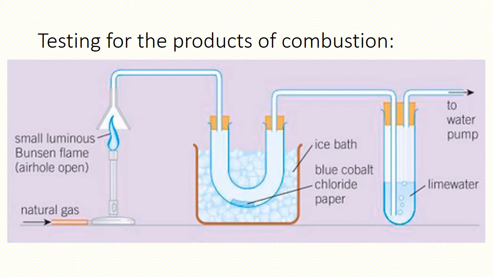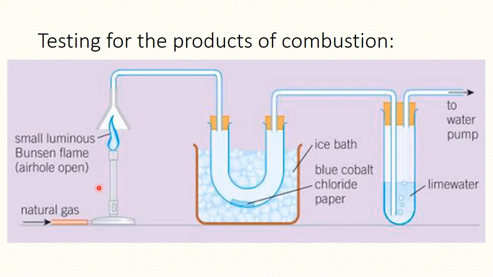This is an experiment which we could have carried out in the lab, and so this is how we would test to show you that the products of combustion are carbon dioxide and water. So here is our Bunsen burner, which is going to be burning our LPG fraction, and so going to be producing carbon dioxide and water. Now they're both going to be in gaseous state, so they're going to travel into this tubing.